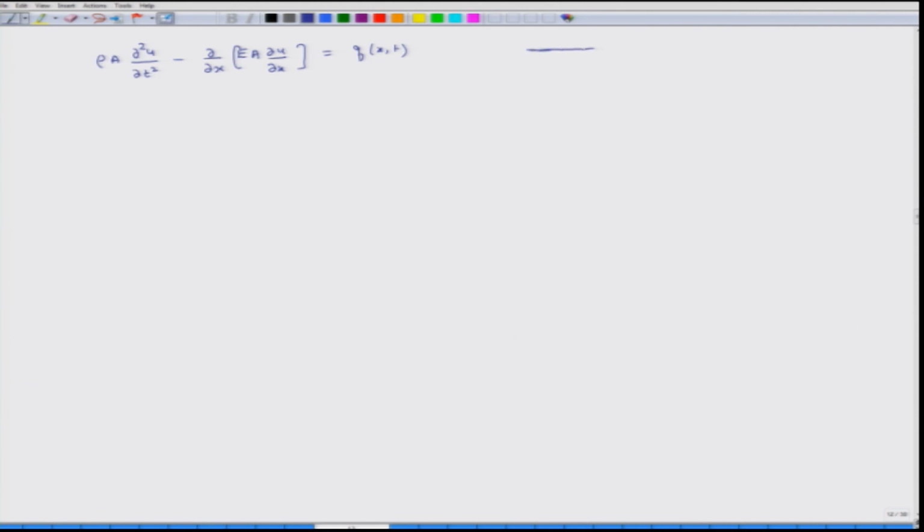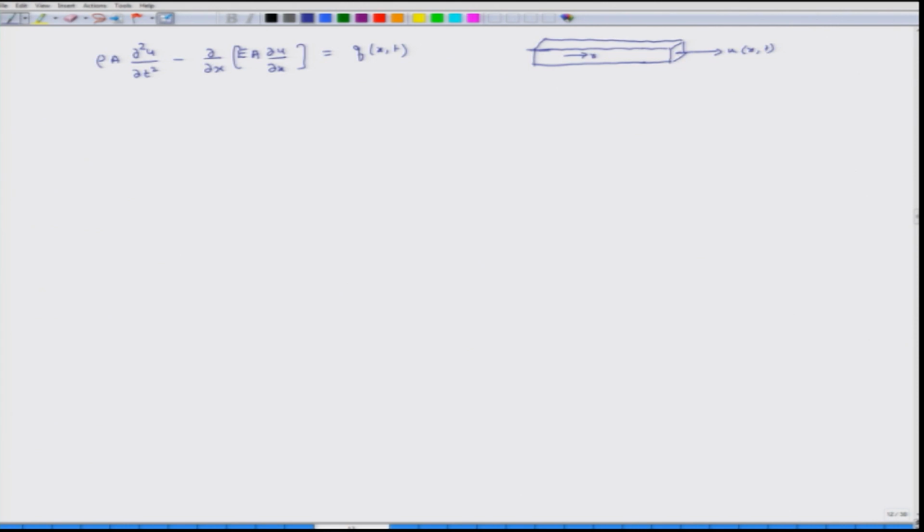And to explain, suppose this is the point which I am considering. U is the displacement in x direction, and it can vary with time and position. This is my x coordinate. Rho is the density of the bar.